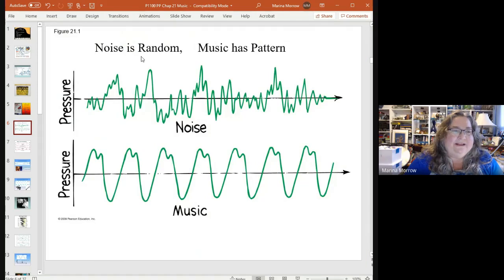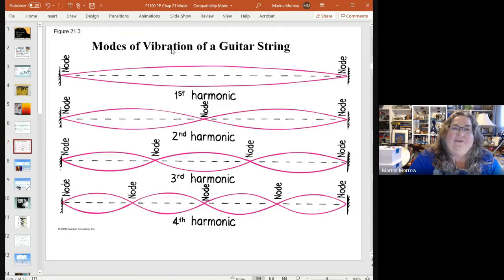Okay, another thing that's in this chapter is about what music means. Music has a quality to it, a pattern that noise doesn't have. So here's some noise, here's some music. You can see there's a pattern.